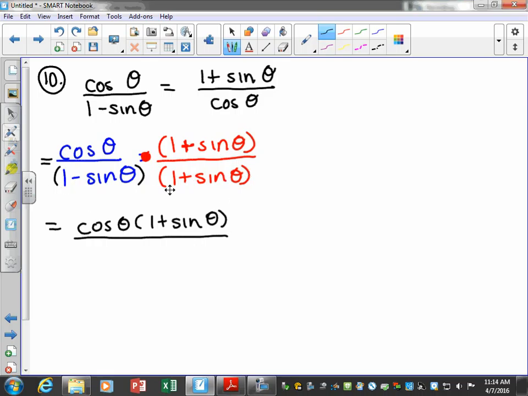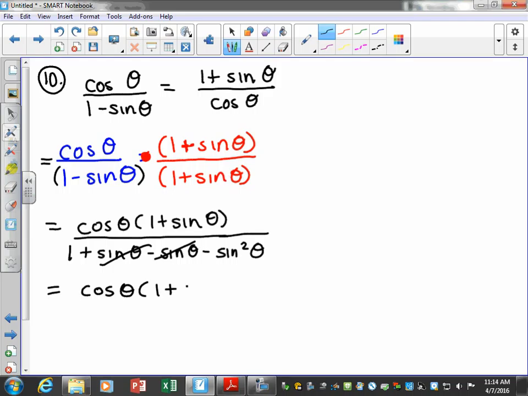So 1 times 1 is 1. And you should be familiar with this now, so plus sine of theta. Then this term, negative sine of theta times 1 minus sine of theta. When we use conjugates, the middle two terms cancel out, and a negative times a positive is a negative sine squared theta. Okay, those cancel, so I'm just going to leave my numerator alone, and in my denominator I'll have 1 minus sine squared theta.